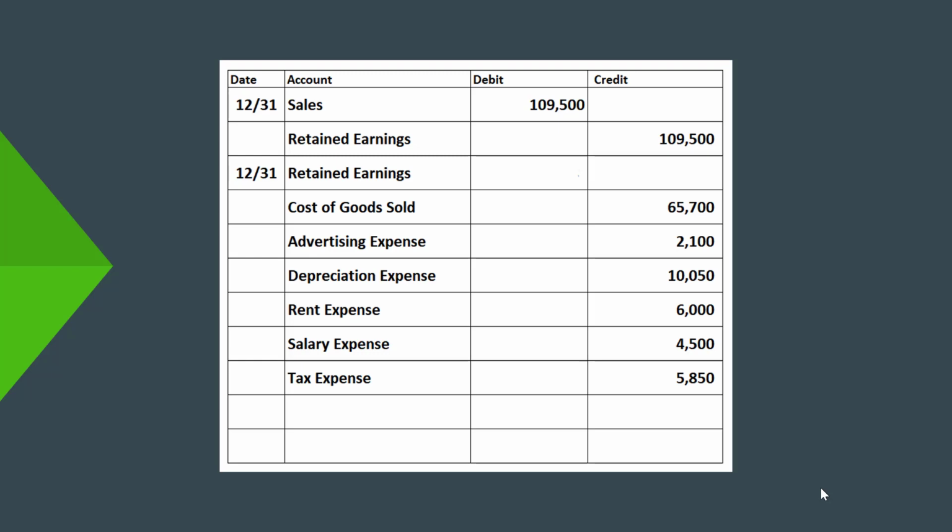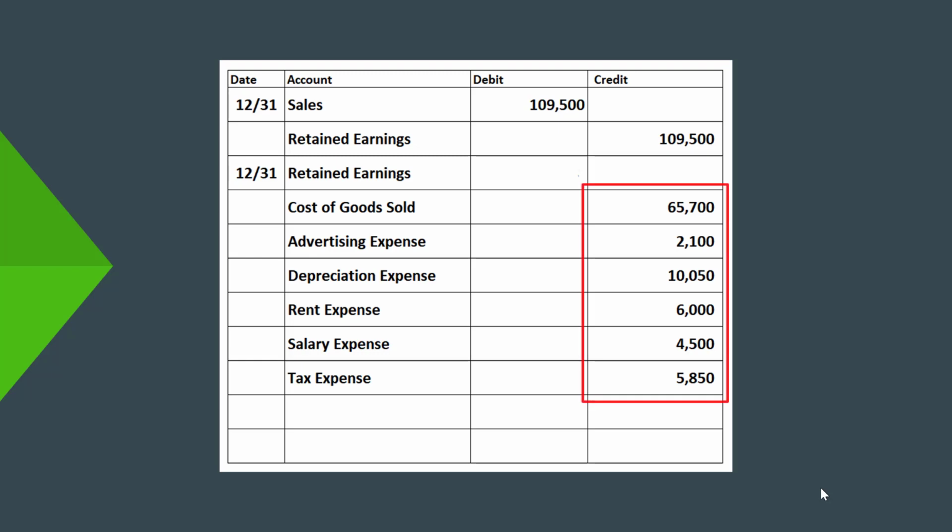We don't know what the balance is for that yet, so we're just going to leave it blank and continue to write in each of our expense accounts, which are going to be credit balances because, again, we're subtracting them. And since expenses are normally a debit, we're going to use the opposite to zero them out. And we're going to write them in for their full dollar amounts. So we've written in cost of goods sold all the way to the tax expenses. So all of our expenses as credits.